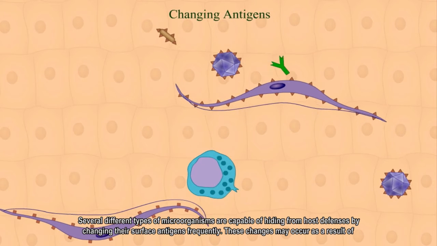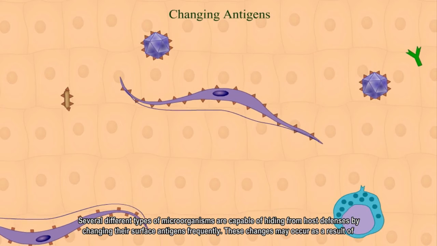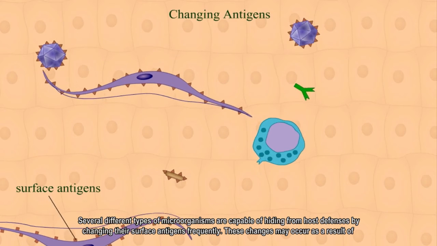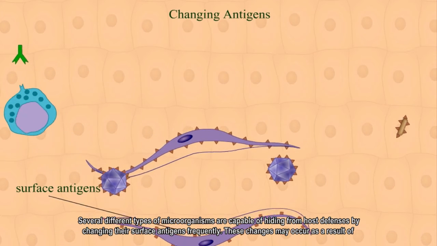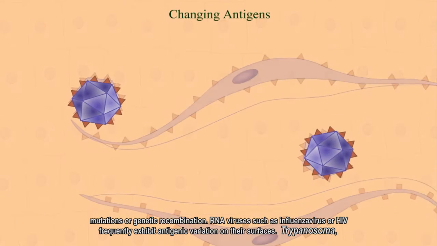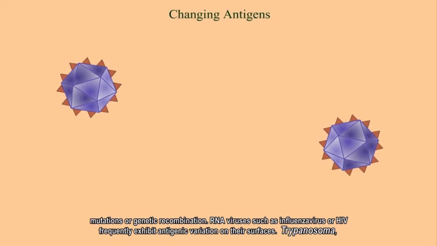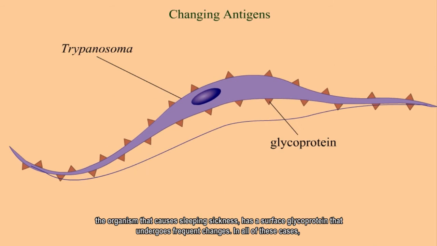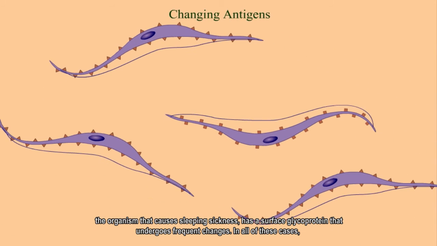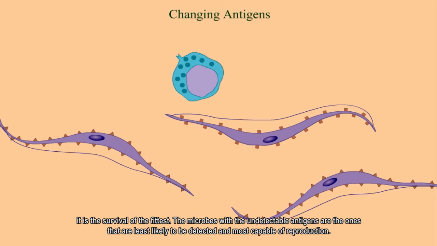Several different types of microorganisms are capable of hiding from host defenses by changing their surface antigens frequently. These changes may occur as a result of mutations or genetic recombination. RNA viruses such as influenza virus or HIV frequently exhibit antigenic variation on their surfaces. Trypanosoma, the organism that causes sleeping sickness, has a surface glycoprotein that undergoes frequent changes. In all of these cases, it is the survival of the fittest.